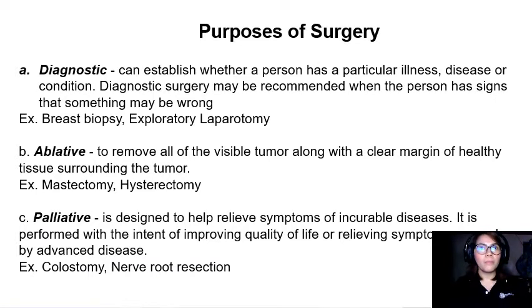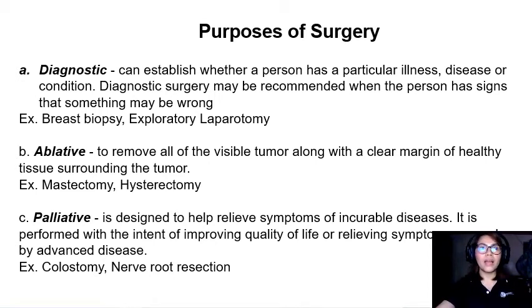Next, we have the purposes of surgery. Letter A, we have diagnostic. It can establish whether a person has a particular illness, disease, or condition. Diagnostic surgery may be recommended when the person has signs that something may be wrong. Okay, so that's why i-diagnose siya. Maybe there's something wrong inside the body of your patient. For example, breast biopsy. Then we have exploratory laparotomy, or XLAP for short. Those are your examples of diagnostic surgery.